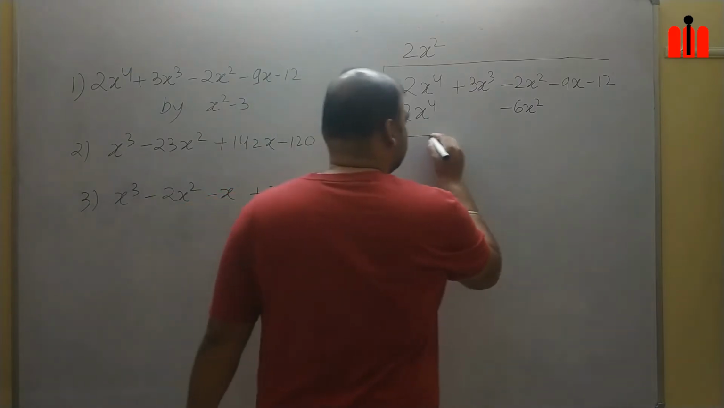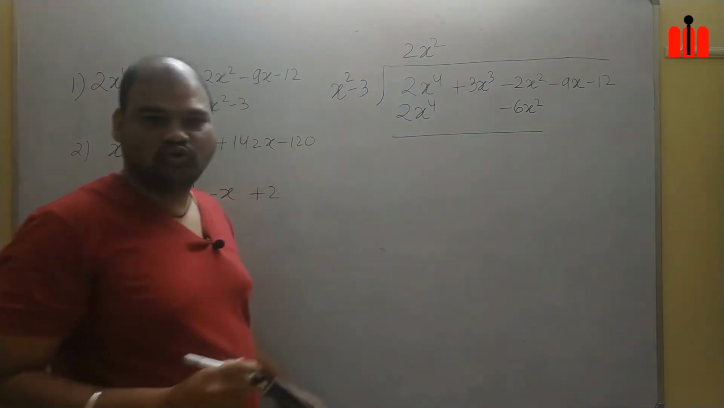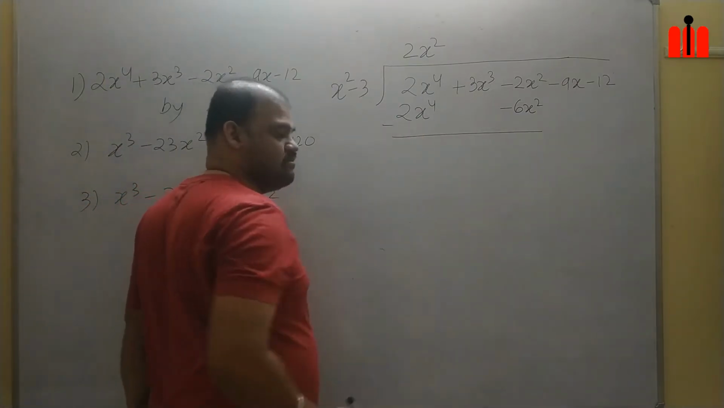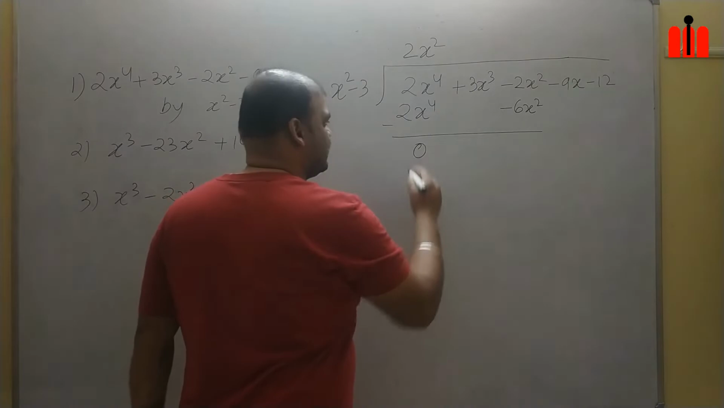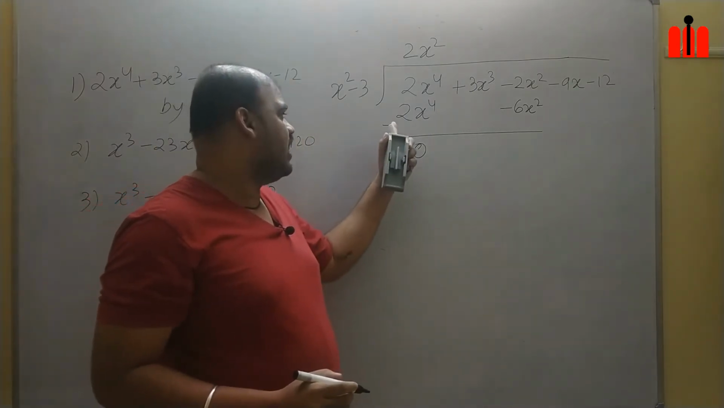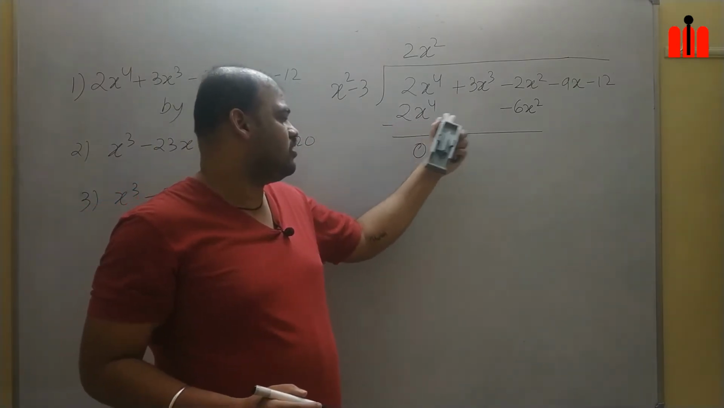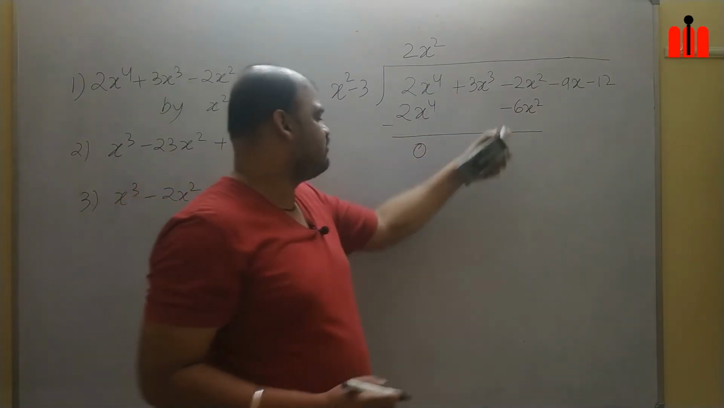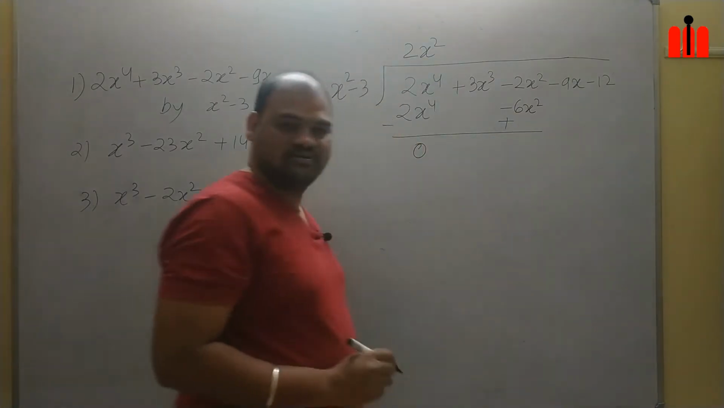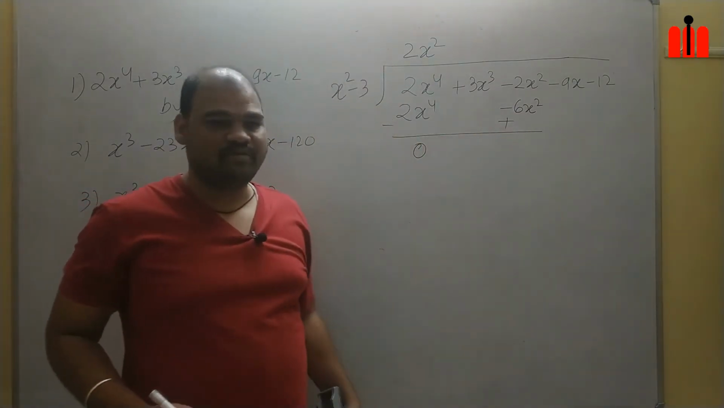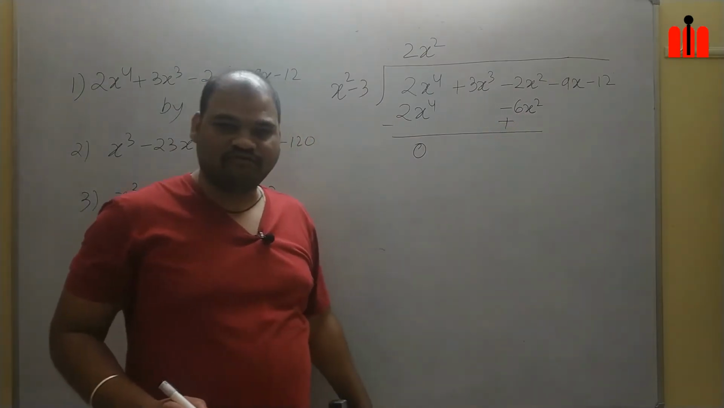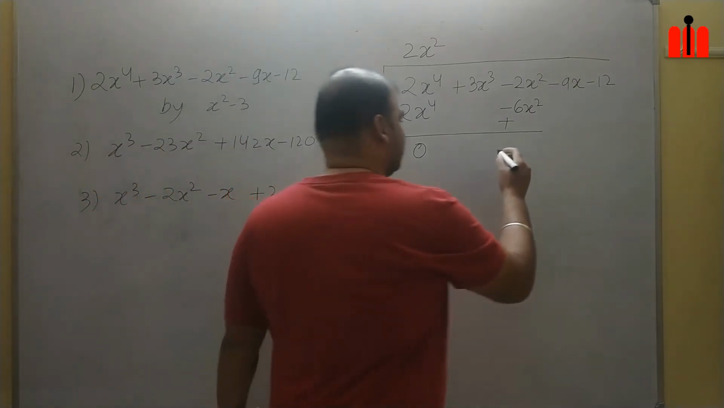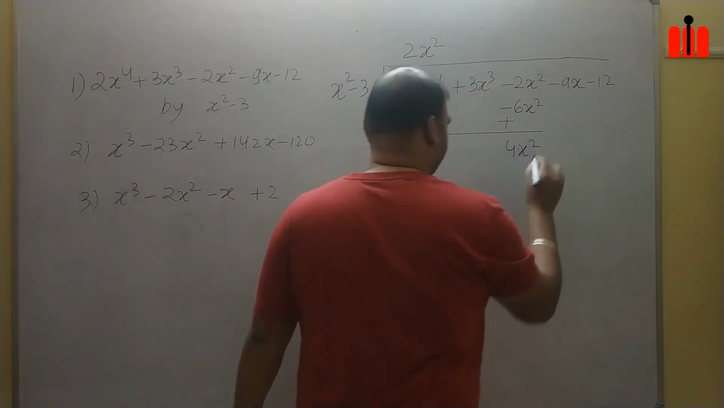So this is how it will work out. Now we will subtract these two. 2x to the power of 4 is subtracted by 2x to the power of 4, so both of them become 0. Now as you are subtracting 2x to the power of 4 minus 6x square from the bigger polynomial, this minus will become plus, right? So this will be 6x square, and 6x square minus 2x square gives 4x square.